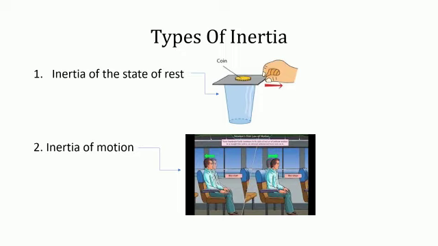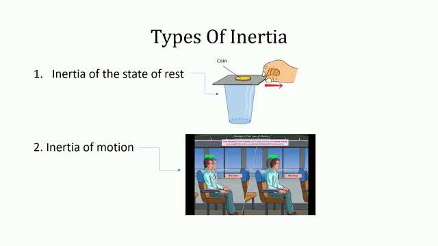Another example is the first picture on the screen. A coin is kept on a cardboard. When you flick the cardboard, the coin drops straight into the glass. This happens because when force was applied to the cardboard, coin was in state of rest. It continues to be in the state of rest due to inertia. Hence, it falls into the glass.